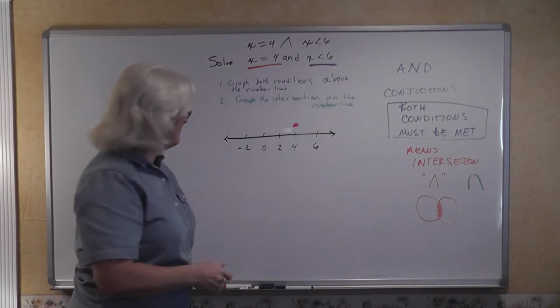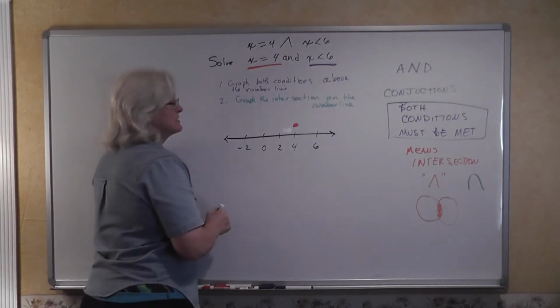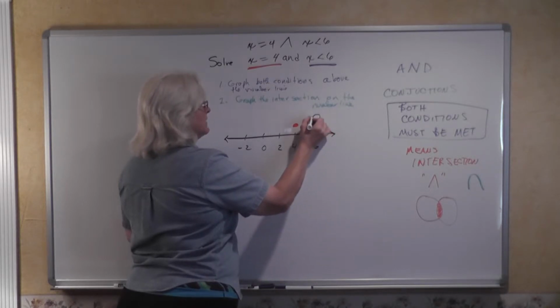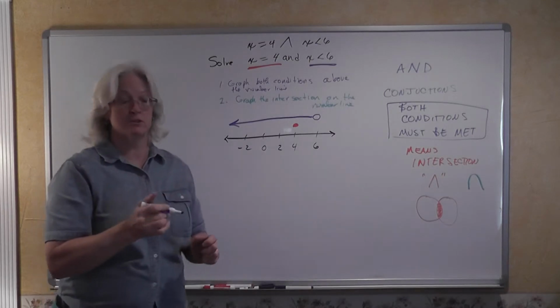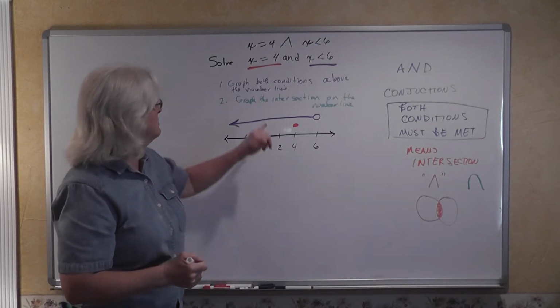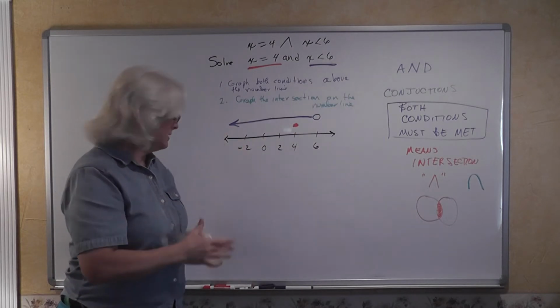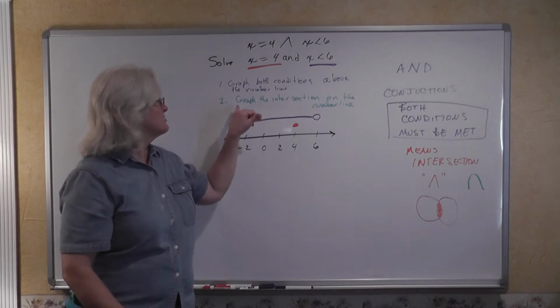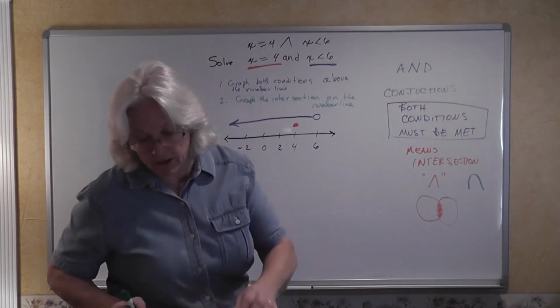Now, how do we graph x is less than 6? 6 is not a part of the solution, so it's an open circle. But everything smaller than 6 is a part of the solution. So what we have now is we have graphed both conditions above the number line. Next thing that we're going to do is graph the intersection on the number line.